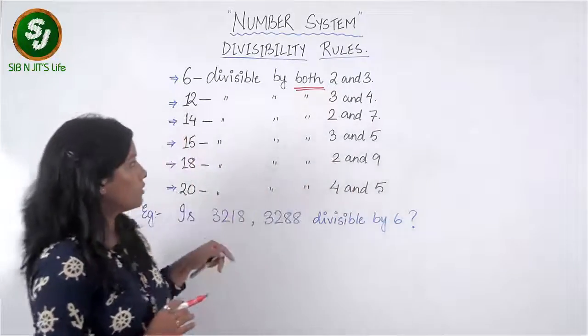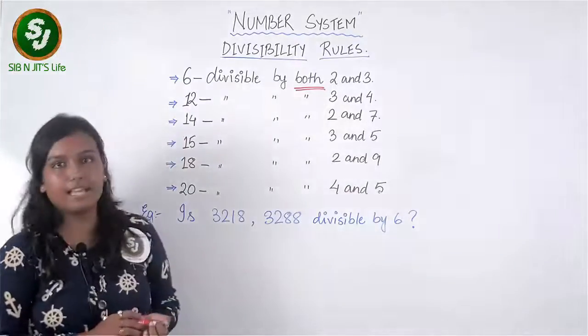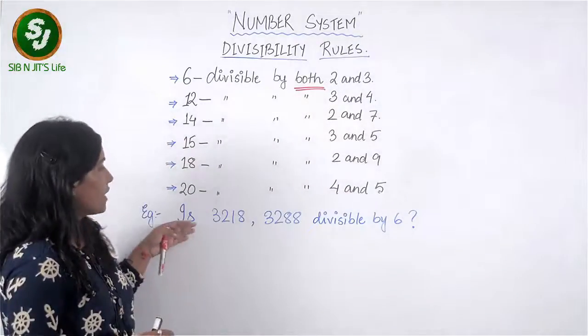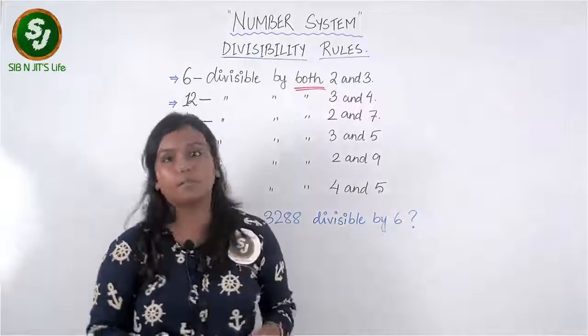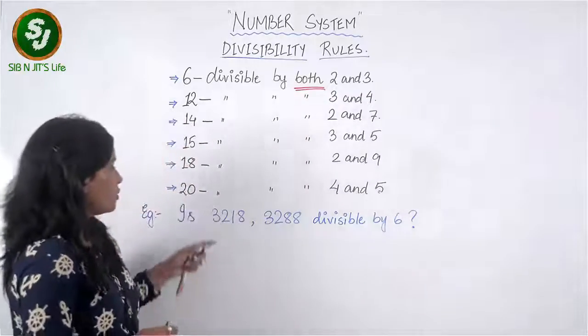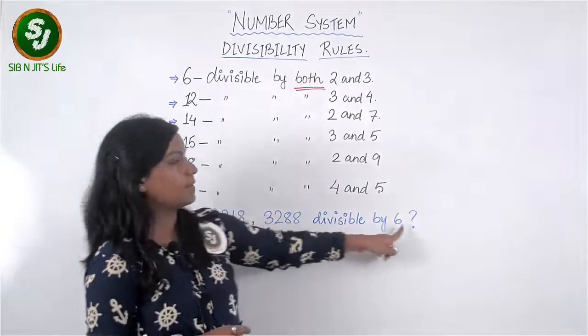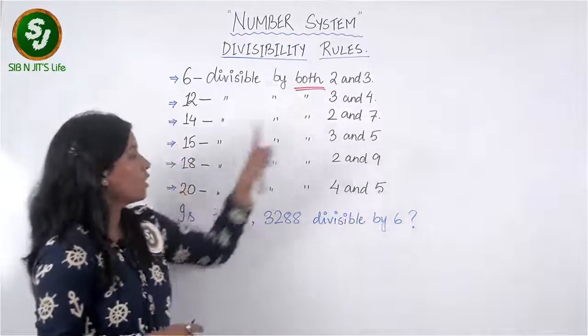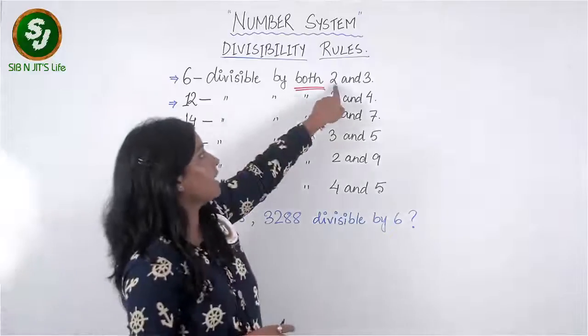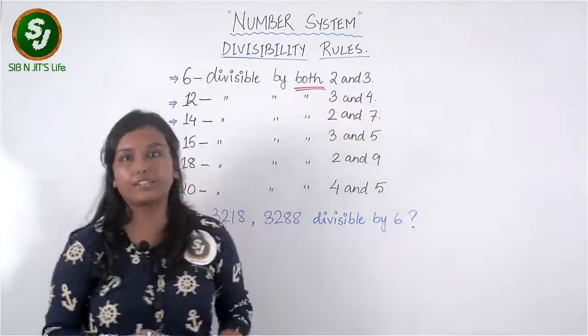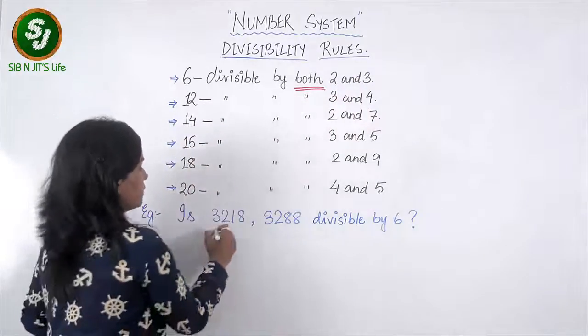I hope this is clear to you all, but let's do this with the help of an example. So let's check whether these two numbers are divisible by 6 or not. The first one is 3218. Okay, it is asked whether it is divisible by 6 or not. So for 6, what do we have to check? We have to check whether it is divisible by both 2 and 3 or not. So let's check it for this one.